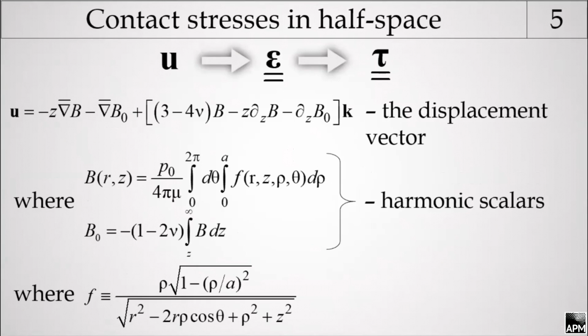To find the contact stresses, we use the Popkovich-Neuber solution. According to that, the displacement vector u is represented in terms of harmonic functions b and b0. These functions are found from the boundary conditions for stresses. Using harmonic functions, we find the components of the strain tensor epsilon. After that, we find the stress deviator components.